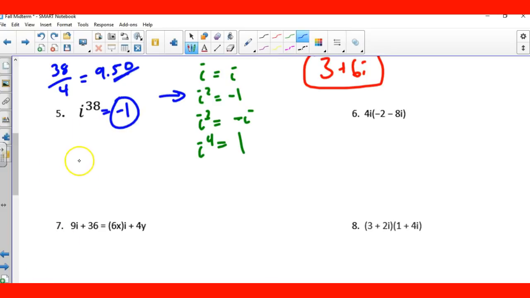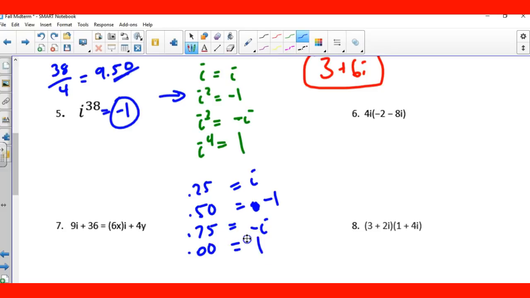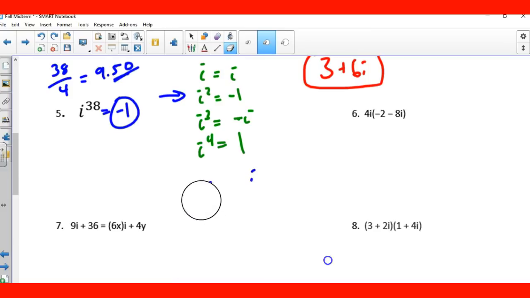Let's just review the quarter method. If the decimal is 0.25, that's 1 quarter, so that's i. If it's 0.50, that's 2 quarters, so that's negative 1. If it's 0.75, then it's going to be negative i. And if it's 0.0, or a whole number, then it's just 1. I'm just quickly reviewing that so you can see the quarter method brought back up.